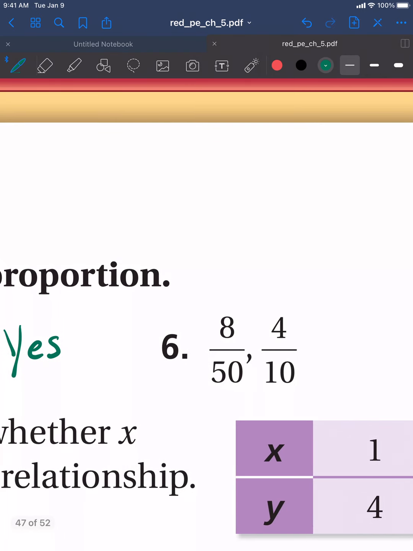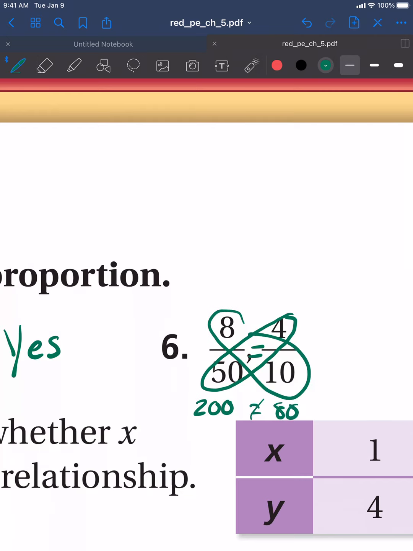And how about number 6? So 5 times 4 is 20 plus another 0 is 200. 8 times 10 is 80. Yuck. This is a big fat no.